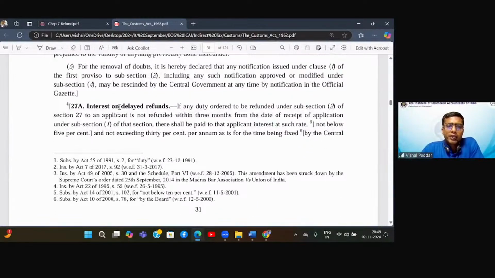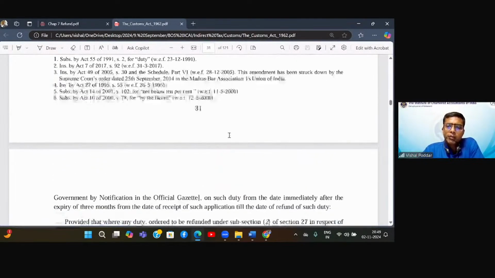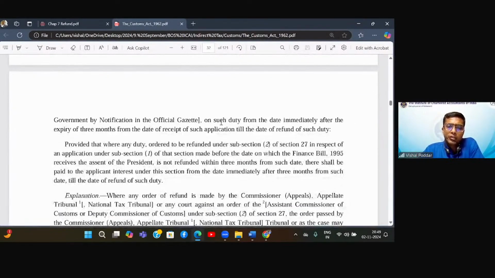Next comes the interest portion. If any duty ordered to be refunded under subsection 2 of section 27 to an applicant is not refunded within 3 months from the date of receipt of application under subsection 1, there shall be paid to the applicant interest at such rate, not below 5 and not exceeding 30. So this was the range given, but it is 6, we all know, as is for the time being fixed by the central government by notification in the Gazette.